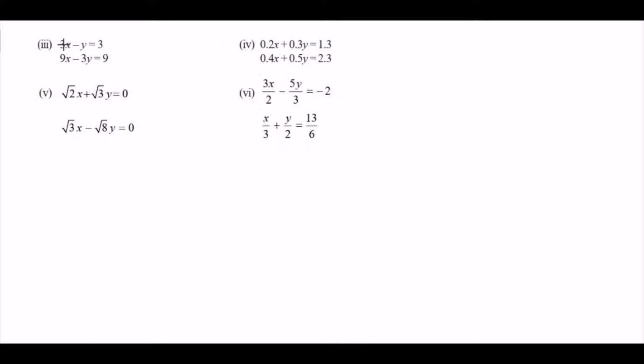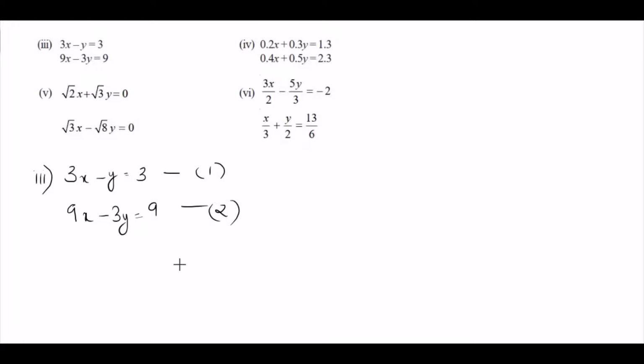Similarly, for the third one, when you compare the ratios, you can see 3 by 9, that is 1 by 3. And here also it is 1 by 3. And here also it is 1 by 3. That is, this pair of linear equations has infinite solutions. So let's try using the substitution method.